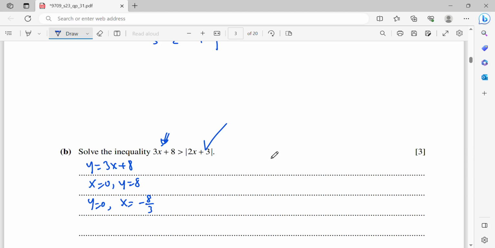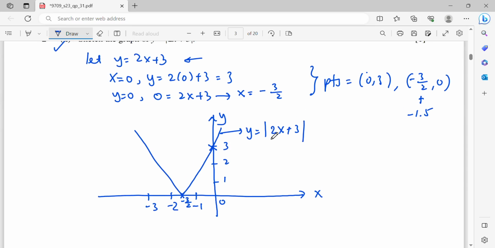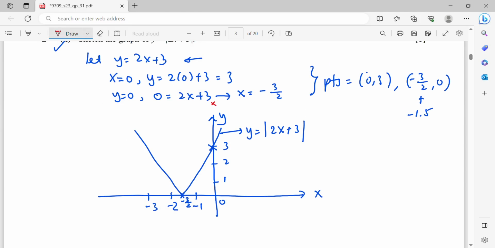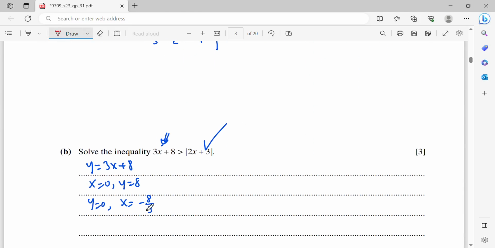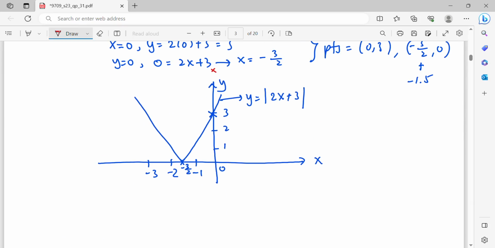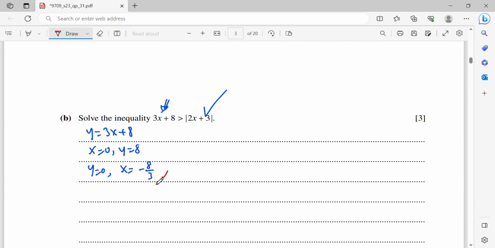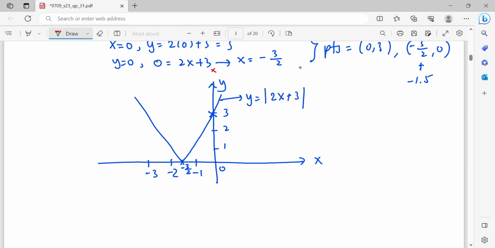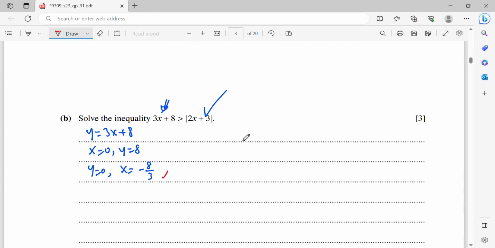So now I get the idea: 0, 8 is somewhere here, let's say for example. Another point is negative 8 over 3 and 0. Negative 8 over 3 is basically less than negative 3, because negative 3 would be negative 9 over 3. So somewhere here. Now if I sketch a graph, look at here, this is my graph of 3x plus 8.